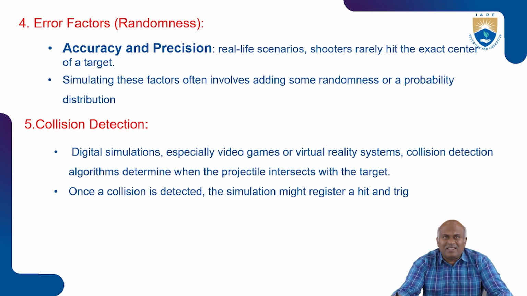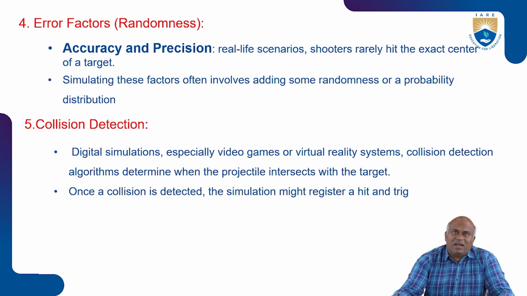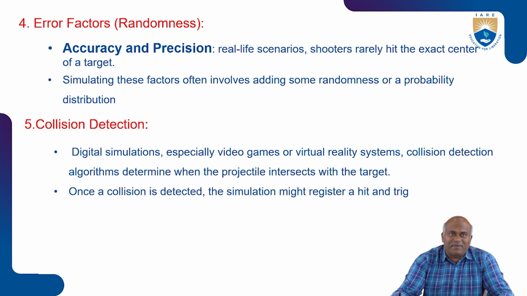Next, error factor. Accuracy: the error factor is used to measure accuracy, that is, accuracy and precision. In real-life scenarios, shooters rarely hit the exact center of the target. In the simulation, the error factor adds some randomness or probability distribution.